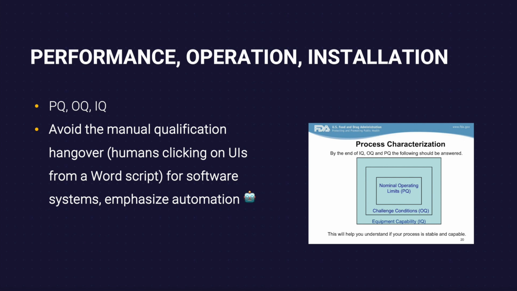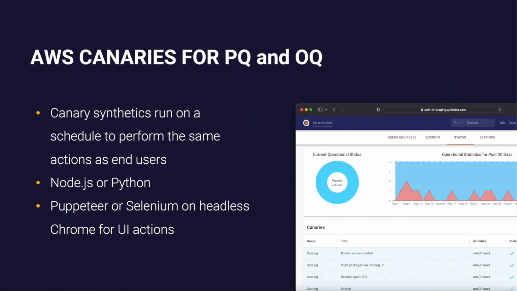A lot of this, I think, is a hangover because the FDA regulations for PQ, OQ, and IQ were originally written for physical instruments, which are different. Is the centrifuge balanced? Does it achieve a certain velocity? These are the kinds of things you think about for a physical instrument. They don't always translate well to software. So when you're thinking about GXP validation in a software context, I want you to think a lot more about automation, and I want to give you some examples.